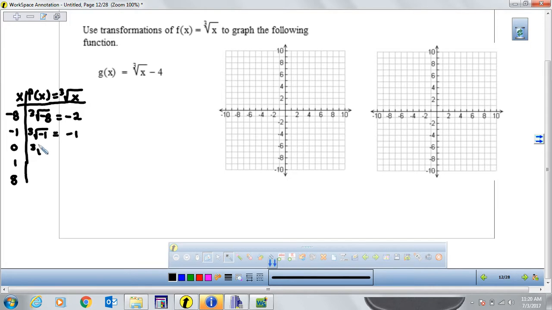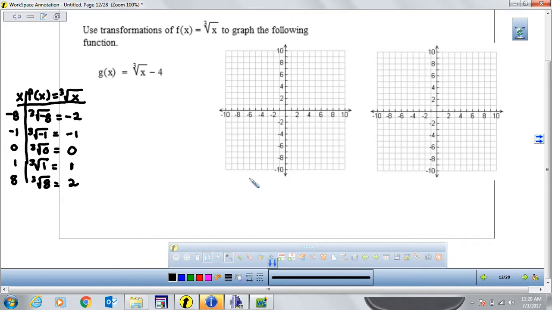On this one is the cube root of 0, so we're looking for a number that when cubed gives me 0, and that would be 0. Cube root of 1 means that we're looking for a number that when cubed gives me 1, and that is 1. And the last one is cube root of 8. In this one we're looking for a number that when cubed equals 8, and that number is 2.